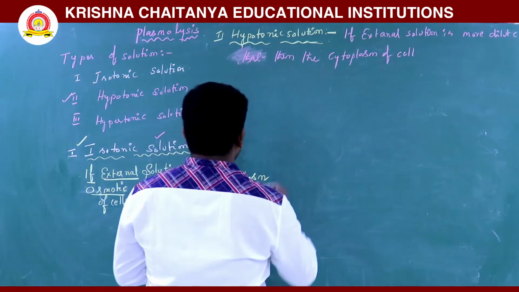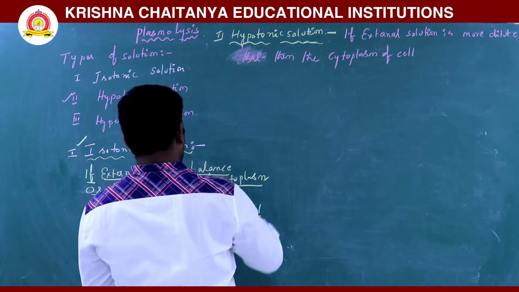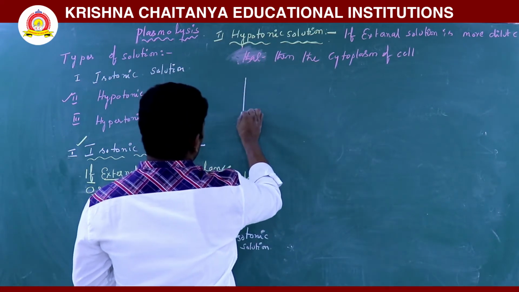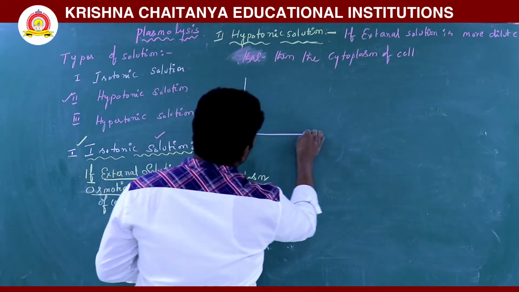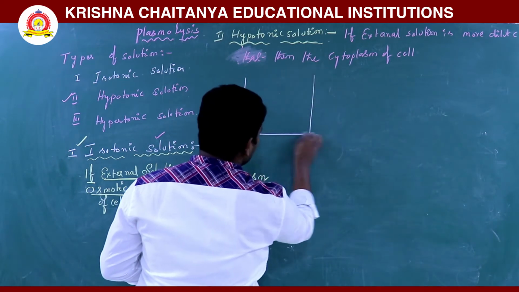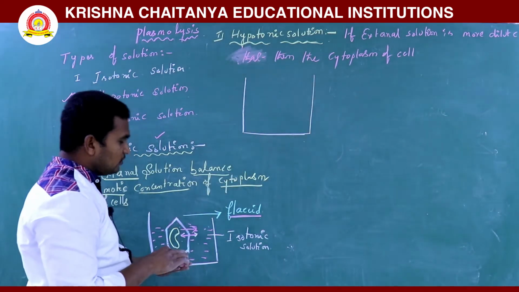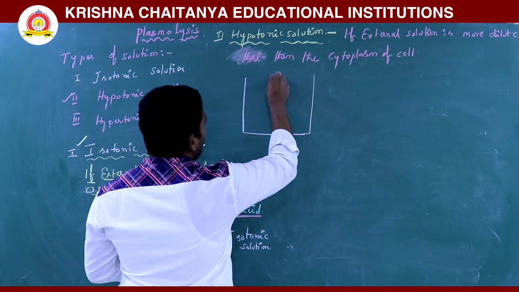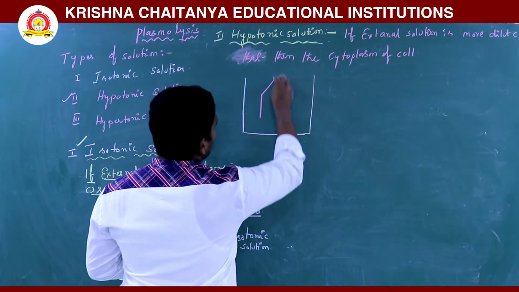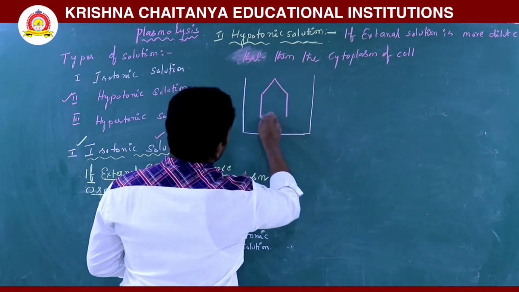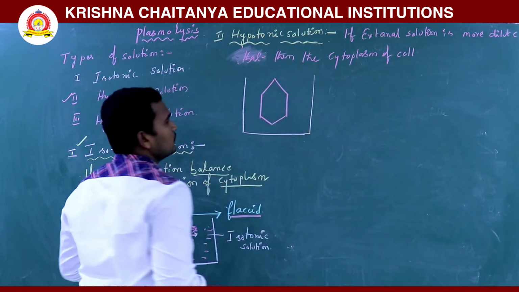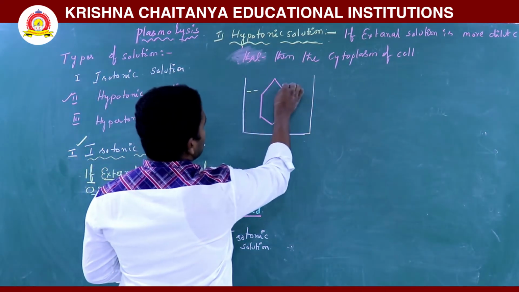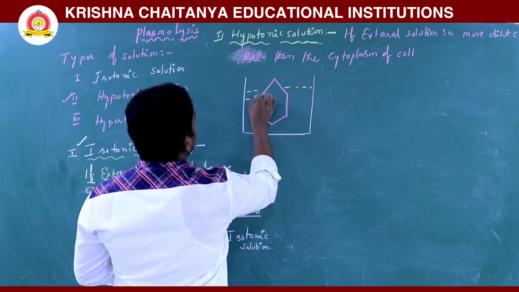So if you take one beaker, and in this beaker we place one plant cell, what happens? This is the solution.